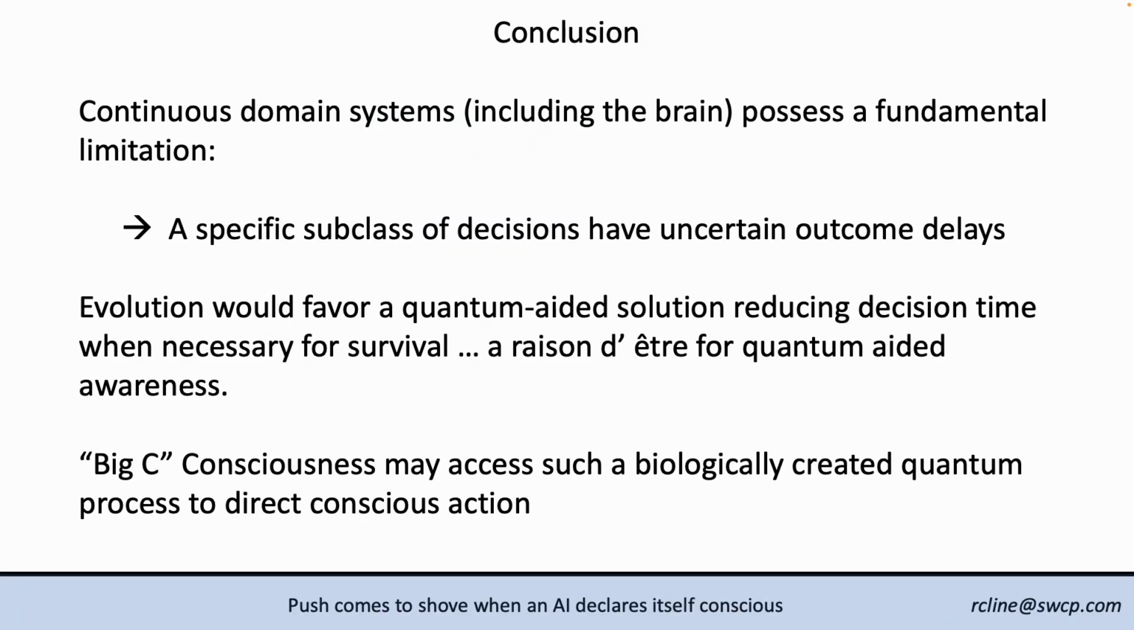So the conclusion is that continuous domain systems, including our brain, have a fundamental limitation, a specific subclass of decisions that will have uncertain outcome delays. Evolution would favor a quantum-aided solution to reduce decision time when necessary for survival. This would be a reason for existing for quantum-aided awareness. And I suggest the big C consciousness may then access such a biologically created quantum process to direct conscious action.